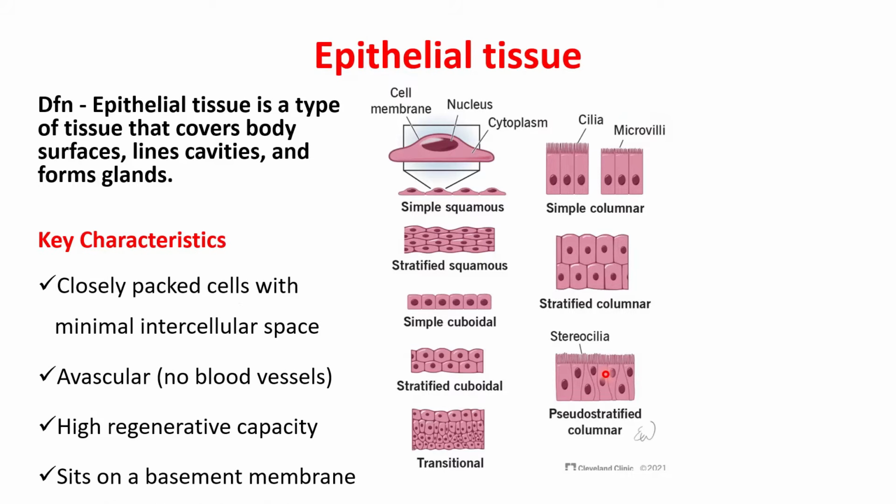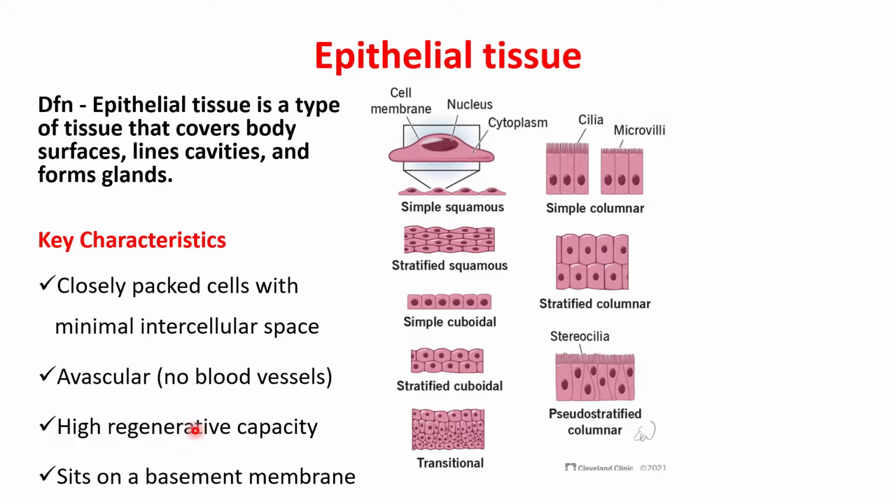So what are the characteristics of these epithelial tissues? They are closely packed cells, as you can see here, with very minimal intercellular spaces. Then they are avascular, so they have no blood vessels. For example, in this, we can't see any blood vessel. Avascular means they are not vascularized. They lack blood vessels.